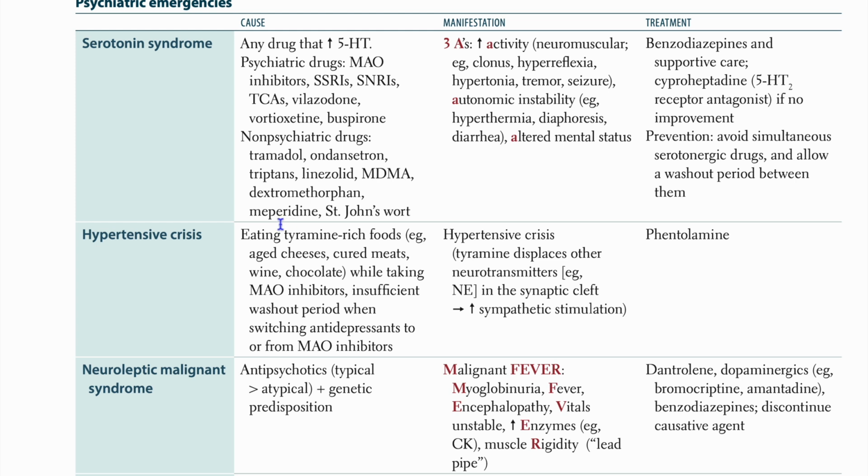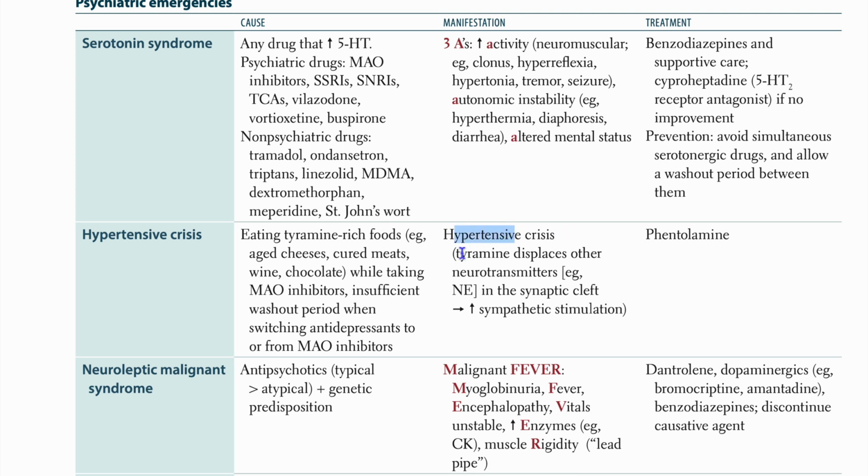Hypertensive crisis. The cause is eating tyramine-rich foods, and this is an important one. You need to remember which ones these are: aged cheese, cured meats, wine, and chocolate. The scenario is going to have someone drinking wine with cheese, and then they went into a hypertensive crisis. That's because they're on MAO inhibitors. Another cause is an insufficient washout period when switching antidepressants to or from MAO inhibitors.